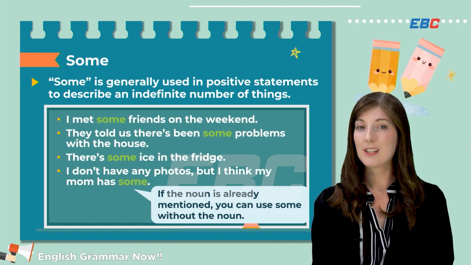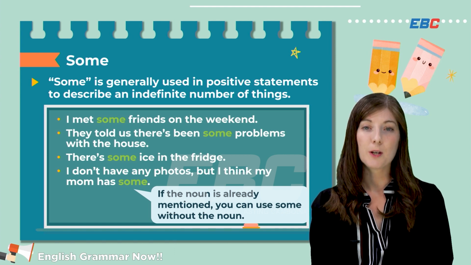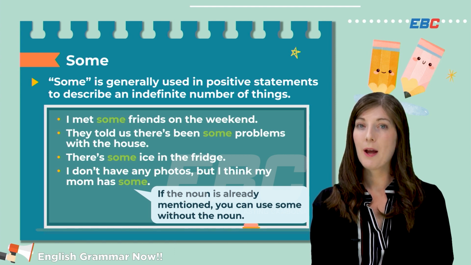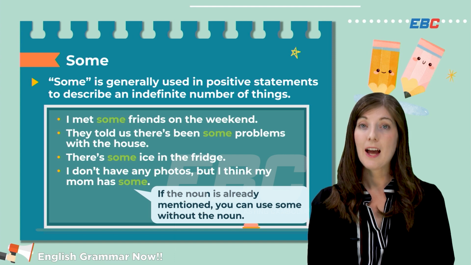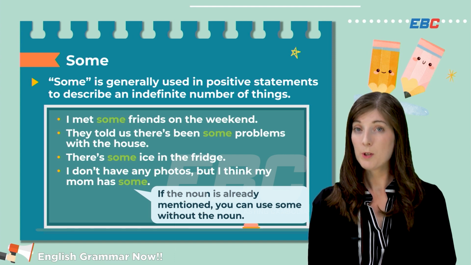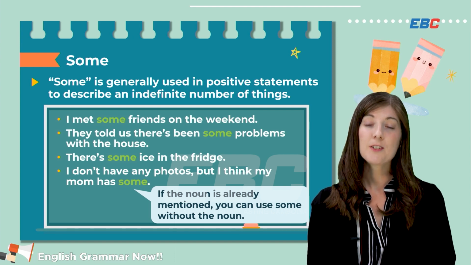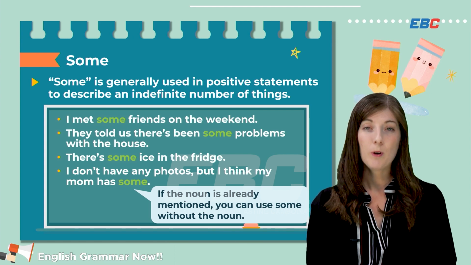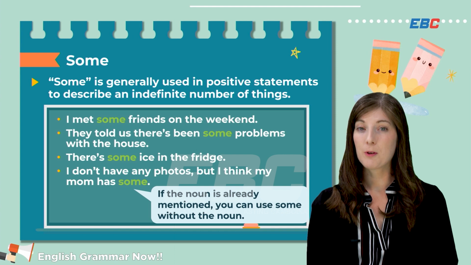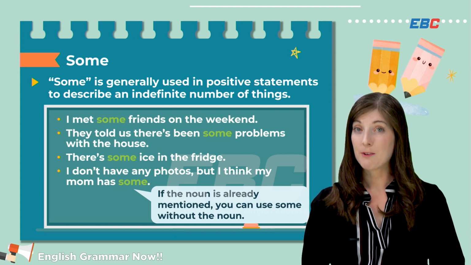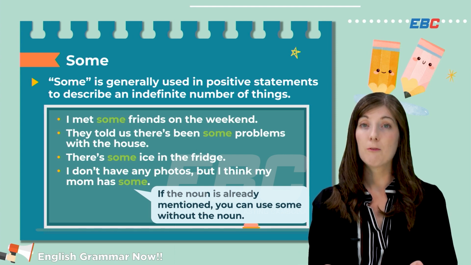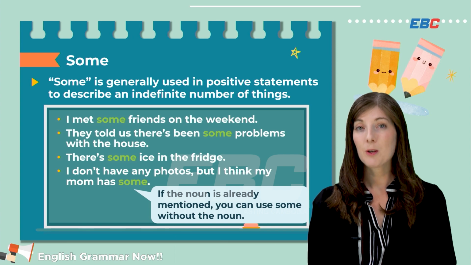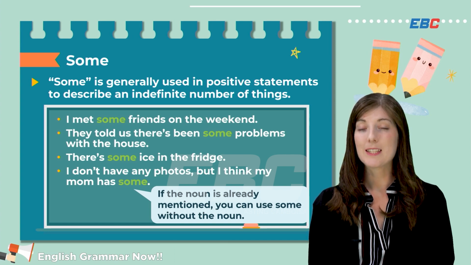And one more. I don't have any photos, but I think my mom has some. In this last example, we didn't put the noun after some, which is possible because there's already a reference to this noun in the sentence. We know that it's talking about photos. I don't have any, but my mom has some photos. However, we don't need to repeat the noun in this sentence.